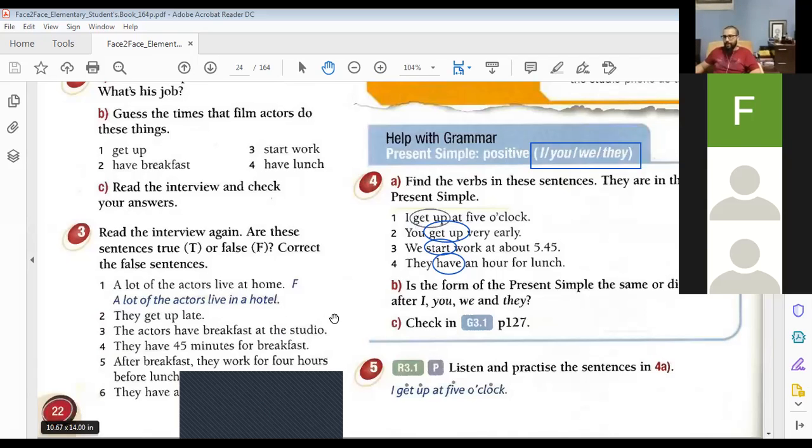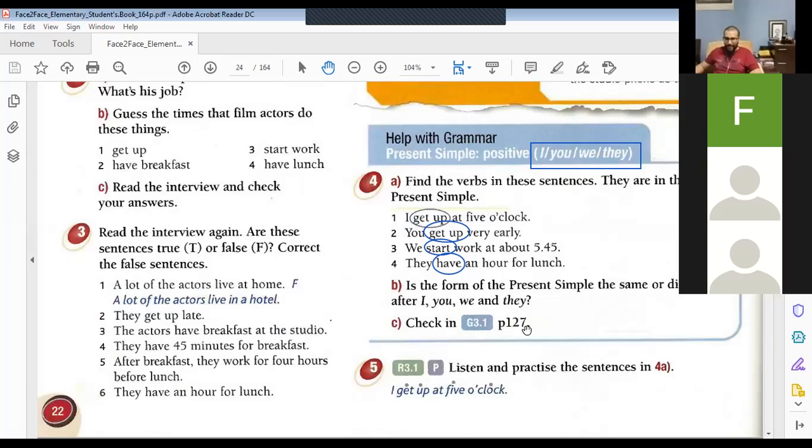Okay. So these are simple examples of how to talk about Recording 3.2, how to talk about present simple. Let's take a quick look before we finish at the summary.